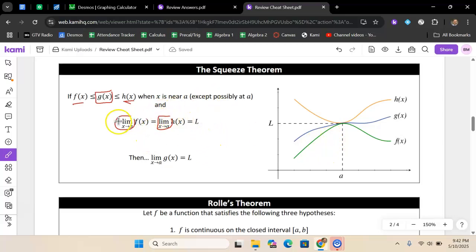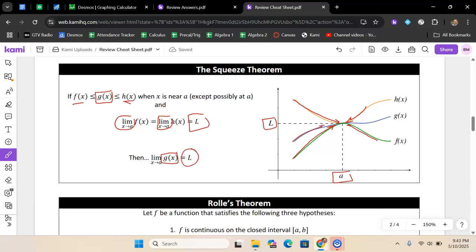What this says is if the limit as x approaches some number for both f and h is the same thing, so my top function approaches that value from both the left and the right, and the bottom function approaches that same value from the left and the right, again, that value being L, then the conclusion is the limit as x approaches that number of the middle function also has to be L.